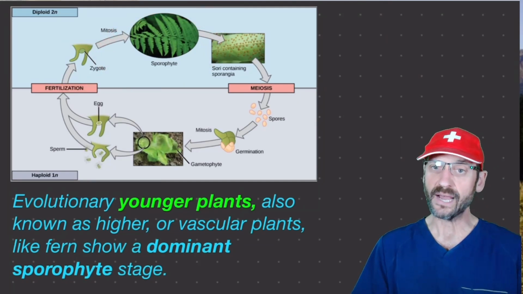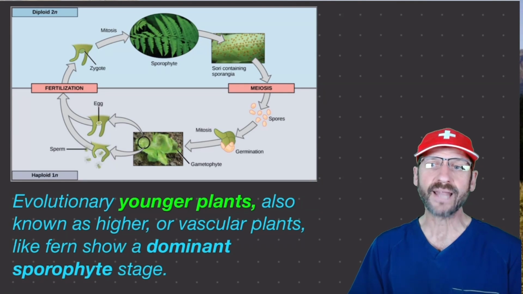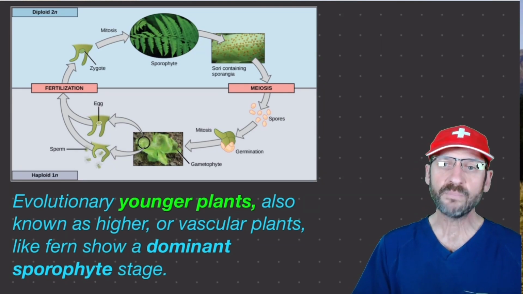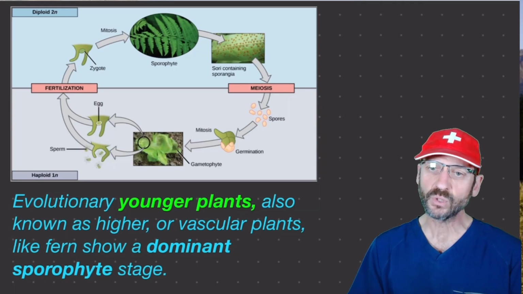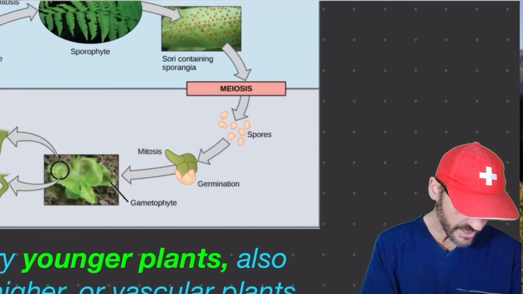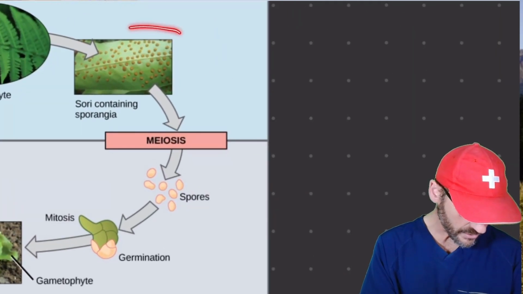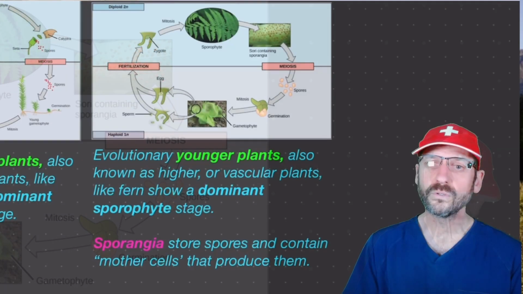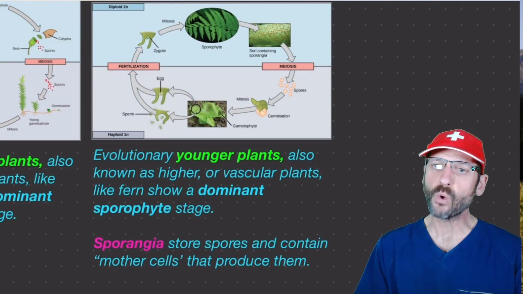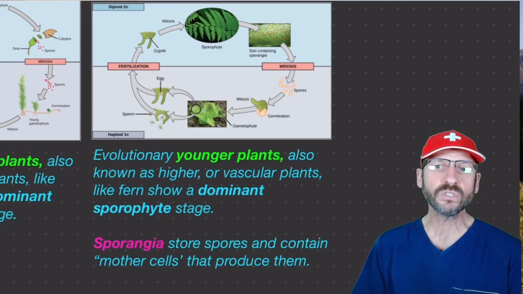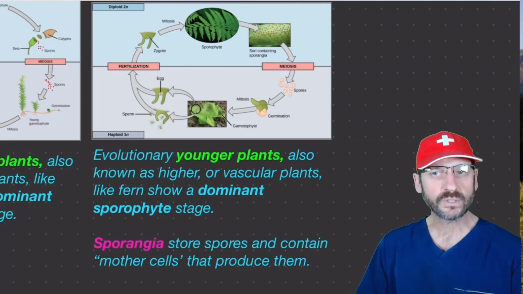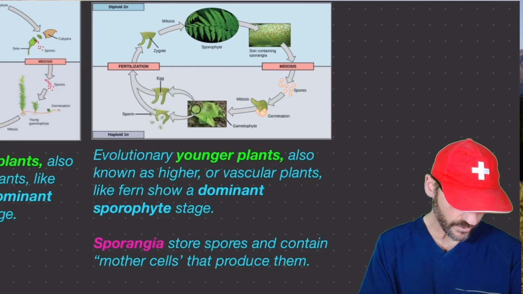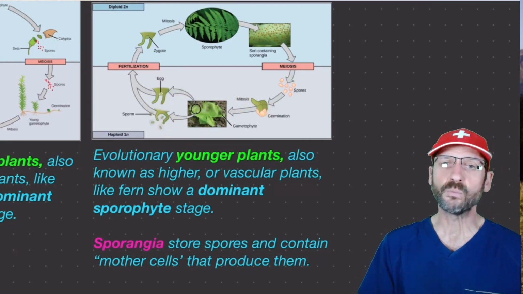In these plants now, this diploid sporophyte has become the main noticeable form of the life cycle. It produces sporangia, which contain the spores. And you can see the sporangia here, these yellow dots. Sporangia also contain so-called mother cells that undergo meiosis and produce the spores. These spores then grow into new gametophytes. And you can see that then here. The life cycle is complete.